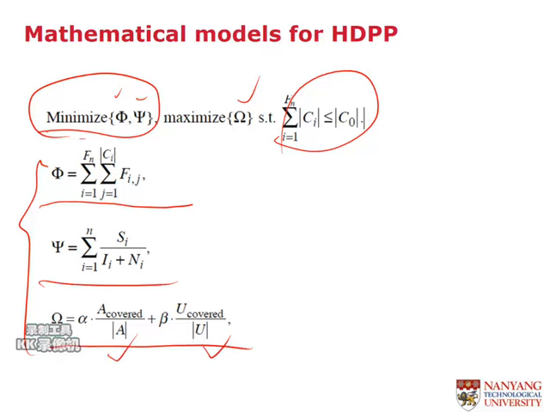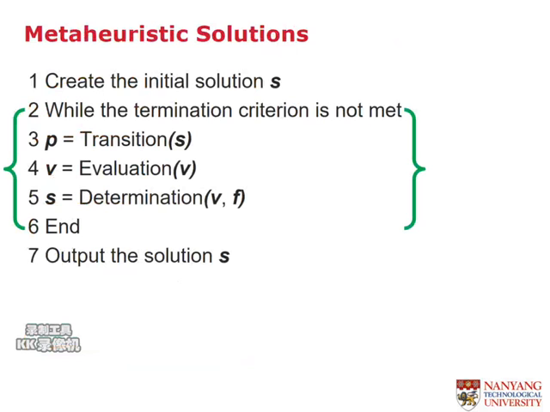And later I show the metaheuristics solution, the basic structure, like that. The basic idea of metaheuristics is to use transition, evaluation, and determination. These three operators are really important for this kind of problem. And in the algorithm, S means the current solution, V means the candidate solution, and F is to evaluate the value of S. So when the termination criterion is not met, the whole loop will continue.